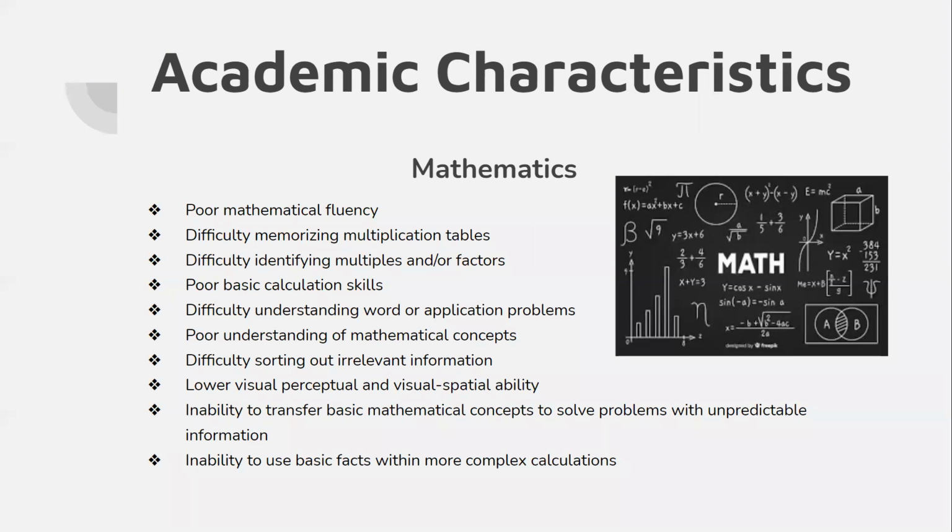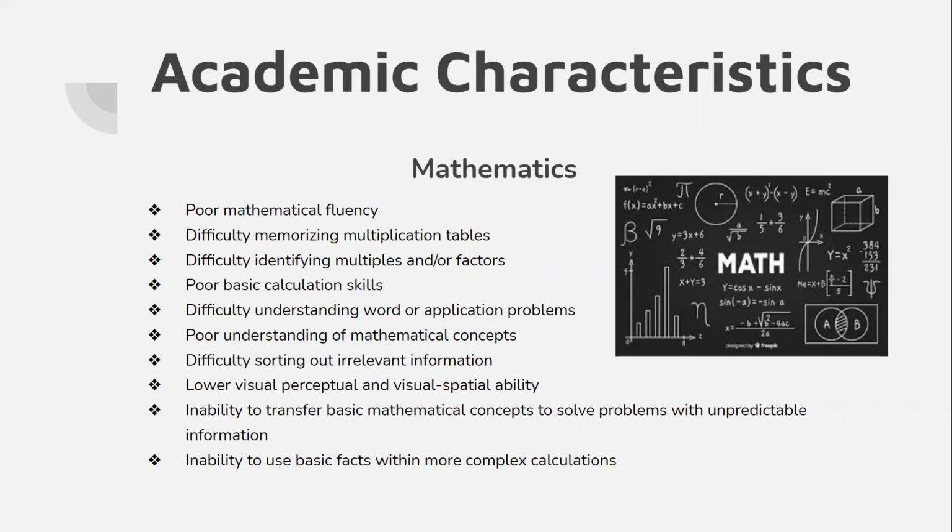When we look at academic characteristics regarding math skills, we know that these students display poor mathematical fluency. They have difficulty memorizing multiplication tables. They have difficulty identifying multiples or factors. They display poor basic calculation skills. They have difficulty understanding word or application problems, a poor understanding of mathematical concepts. They have difficulty sorting out irrelevant information.